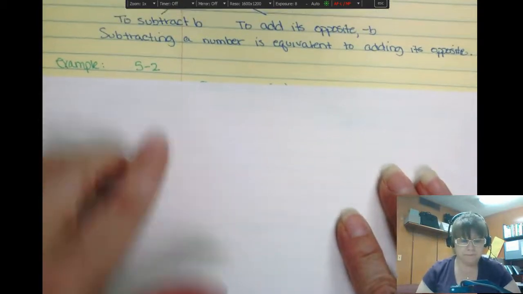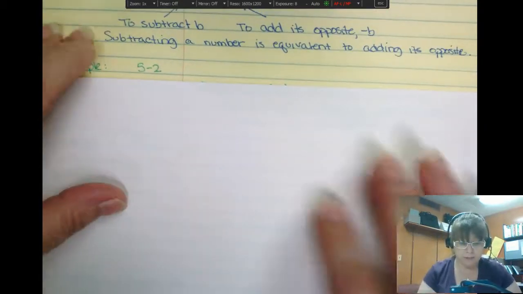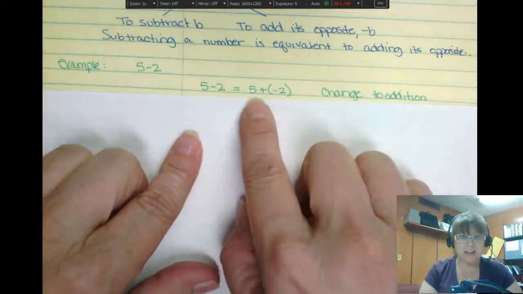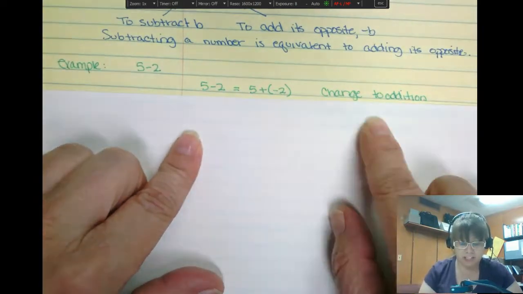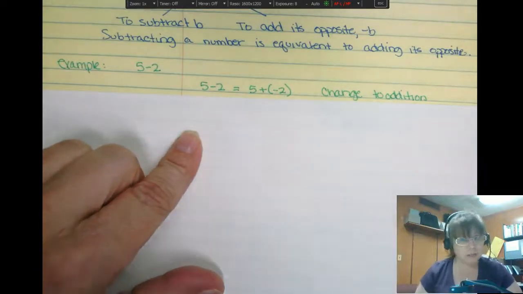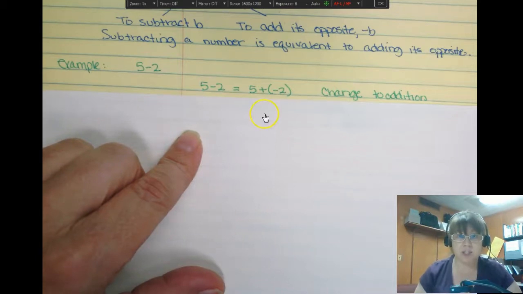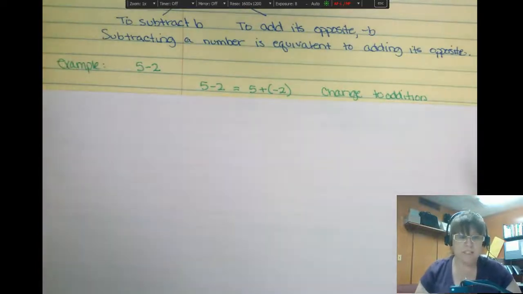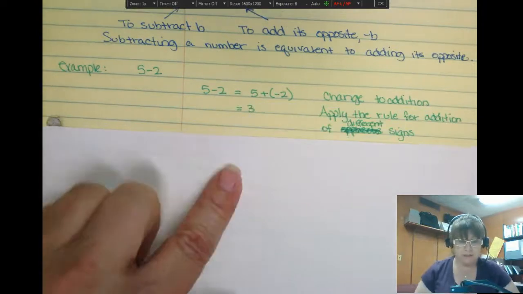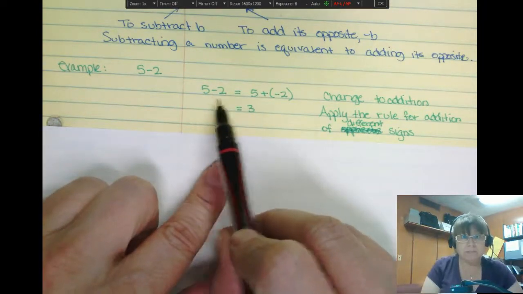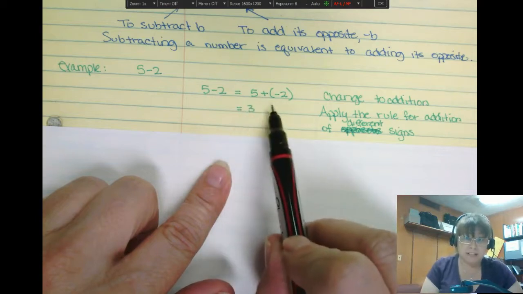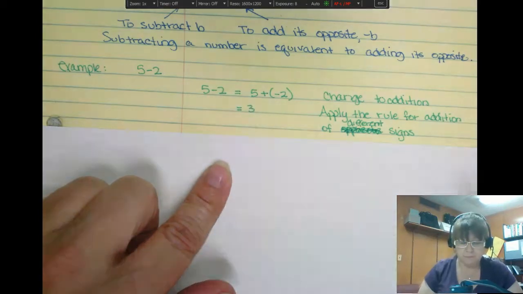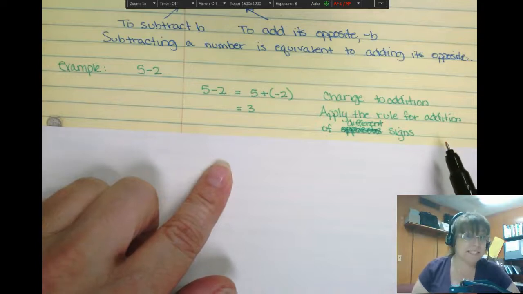For example, 5 minus 2 we can write as 5 plus a negative 2. We've changed it to addition. Now you may not need to do this, but when you're working with negative numbers, sometimes it's easier to change it to addition and then follow the addition rules, as we did in our video 1.2. So 5 minus 2 is 3, but 5 plus a negative 2 is also 3. So we apply the rule for addition of different signs.